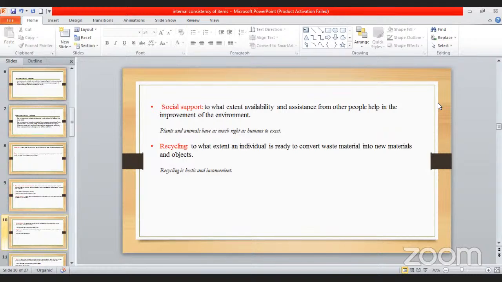Then recycling is another domain. It means to what extent an individual is ready to convert waste materials into new materials and objects. The example of this domain is, recycling is hectic and inconvenient.